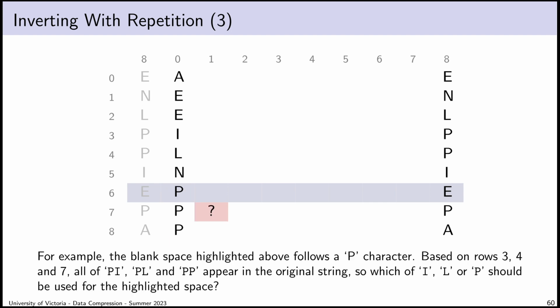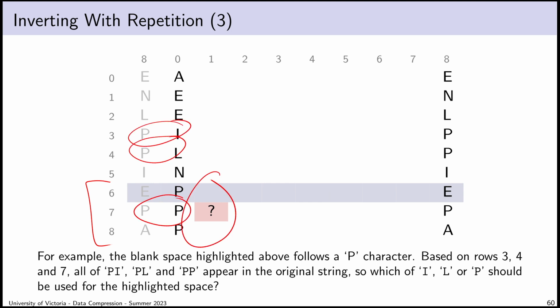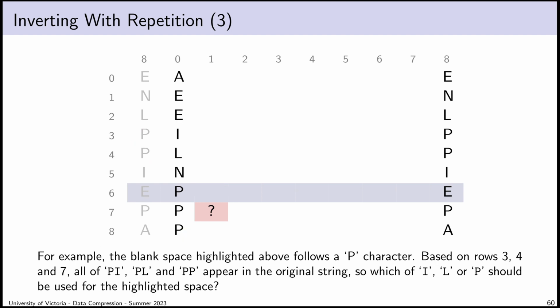So it comes down to this question, basically. I've got 3 P's sitting in columns, rows 6, 7, and 8, there are 3 P's beginning the row. I know from looking at the relationship between column 8 and column 0 that my choices for these 3 characters are PI, PL, and PP. Those are the 3 things that can follow a P: I, L, and P. The question is which one goes where?